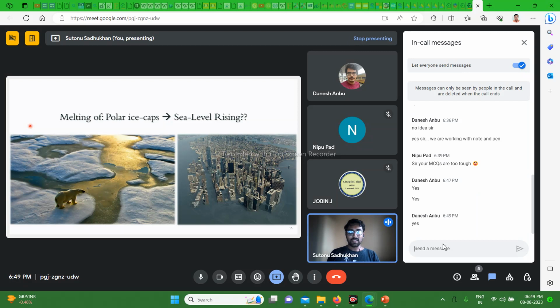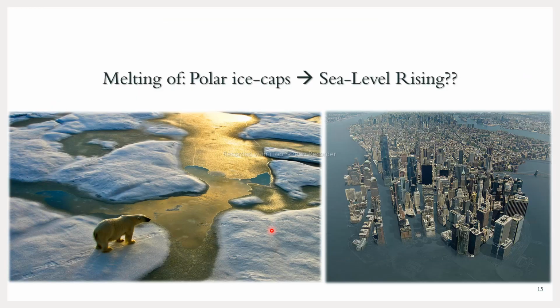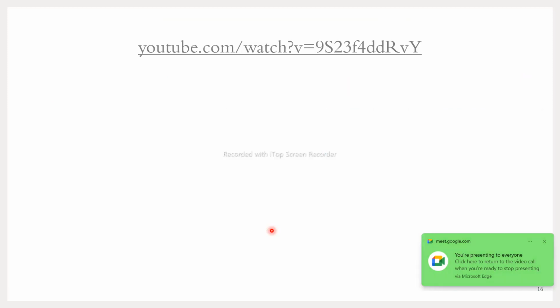Okay, so Danesh Anvu is saying yes. When I also came to this topic, I also felt that way, that it is definitely because of the melting of the ice caps that ice is coming into the water and the sea level is rising. Simple fact, what is the problem in it? So I also thought that way, but the things are not like that. It is pretty different. We will now see. So let's watch a YouTube video together.